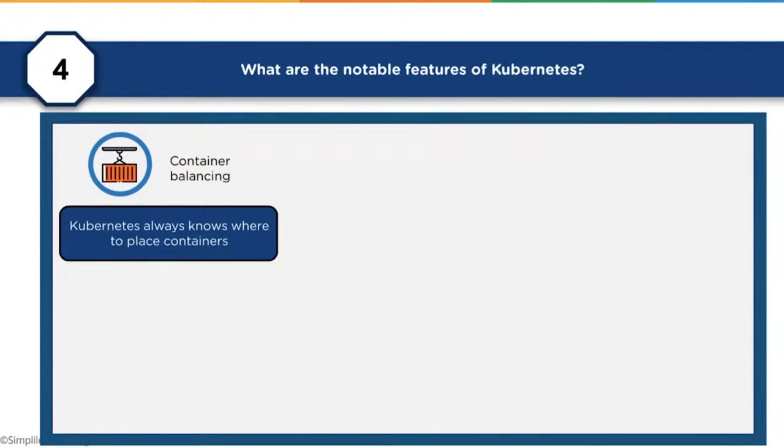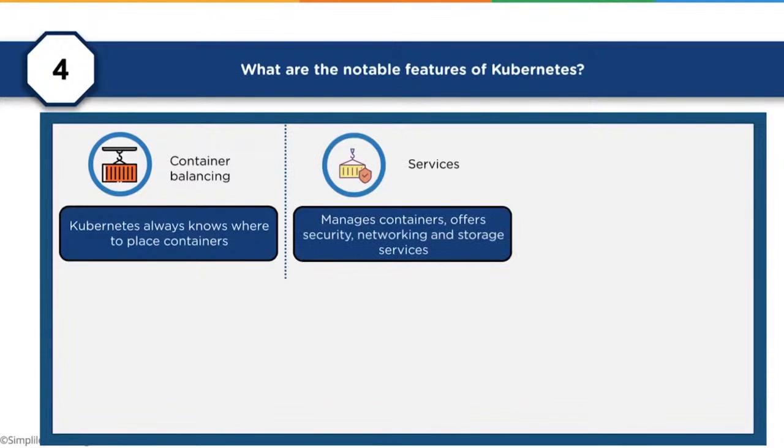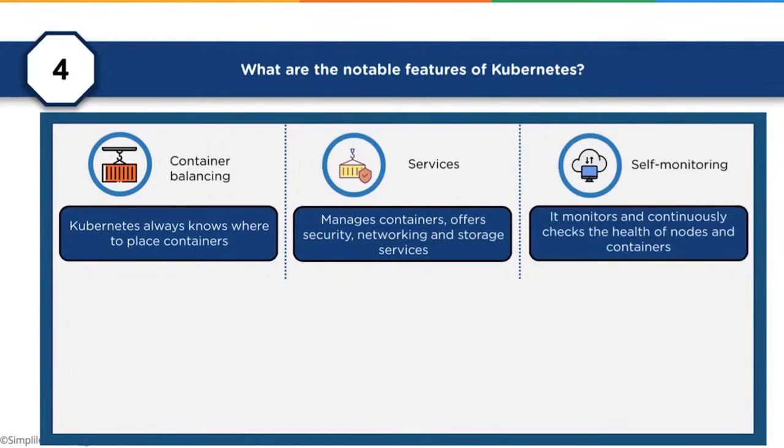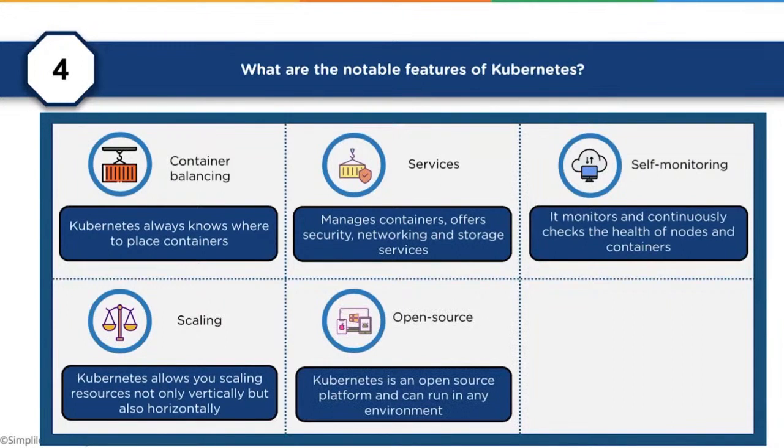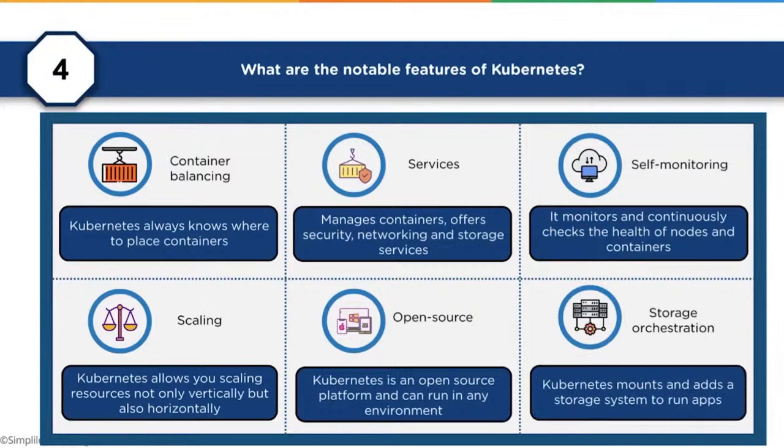So what are the notable features of Kubernetes? One is the ability to do container balance. Kubernetes always knows where to place a container within its entire network, within the pods and within its infrastructure. The services are managed for security, network, and storage. It is self-monitoring, so it goes in and is able to check its own nodes for health and the containers within the nodes, so it makes sure that the applications are always running effectively. You can do the scaling effectively, both vertically and horizontally within Kubernetes. The solution is open source, so there's no actual fee for the actual Kubernetes service itself. And Kubernetes allows for storage orchestration.